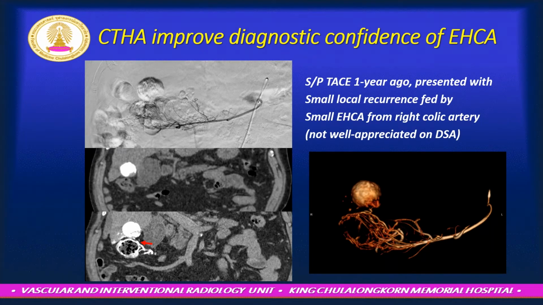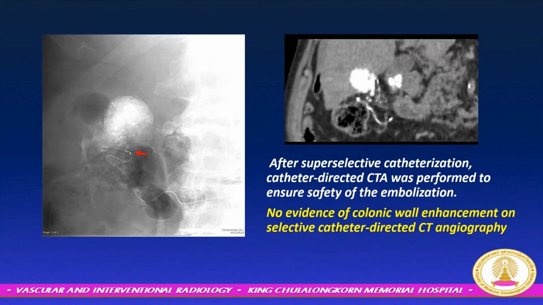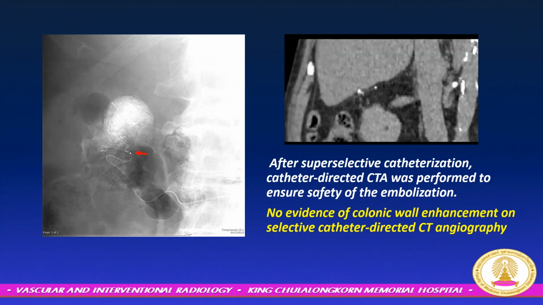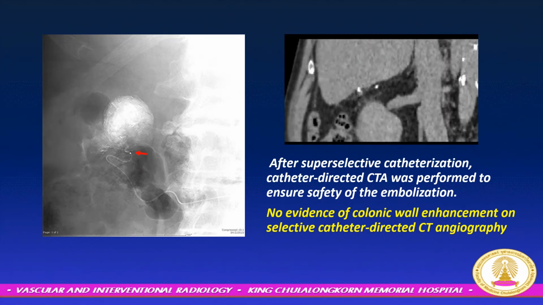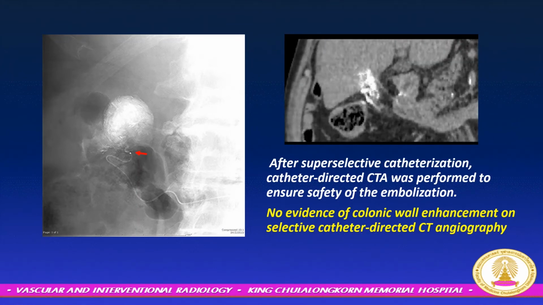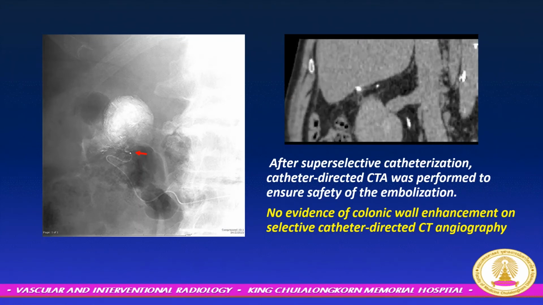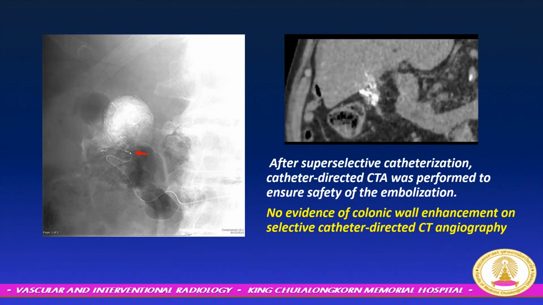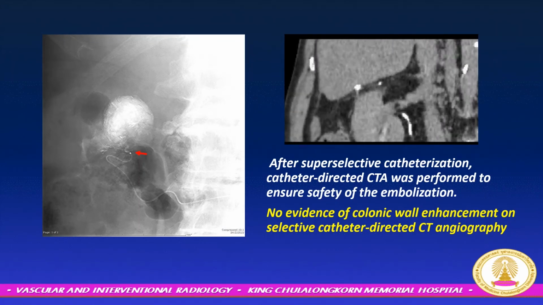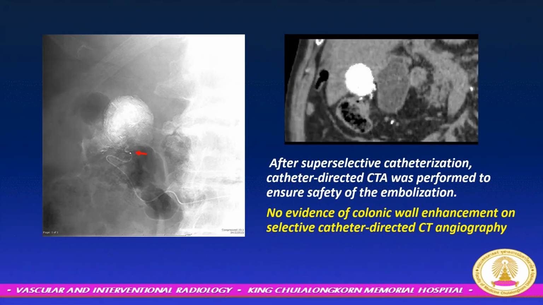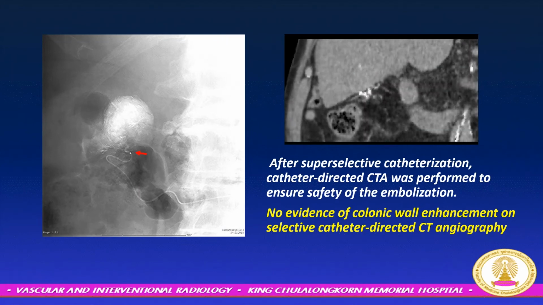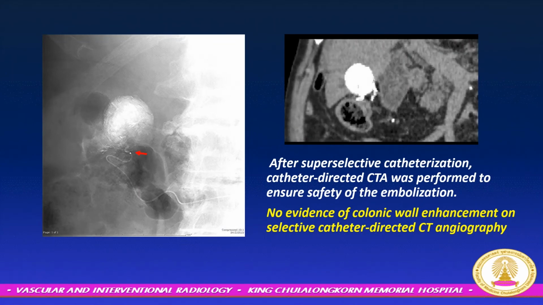After we confirmed the tumor enhancement from the colonic branch, we performed super-selective catheterization as close to the tumor as possible to avoid colonic wall enhancement and complication. When the tip of the microcatheter was in the proper position, we made sure again by running another catheter-directed CTA and performed TACE embolization at this point.